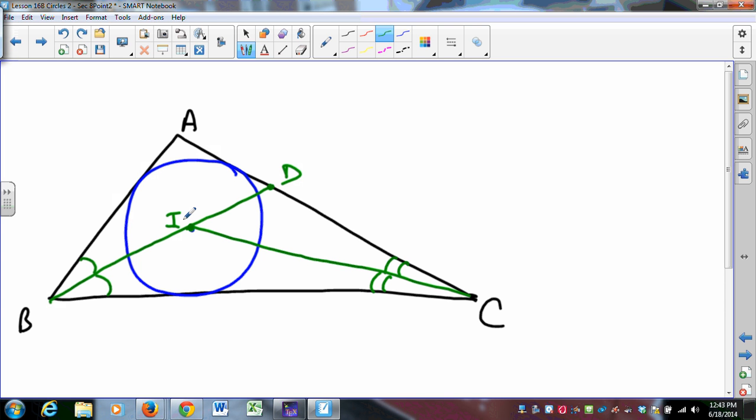You have to show that that point is 2 things. You have to show that that point is on this angle bisector. We don't know that yet. And you have to show that this point is just as far from here as it is from here as it is from here. That's what it means to be the center of the inscribed circle. That point is equidistant from the 3 sides of the triangle.